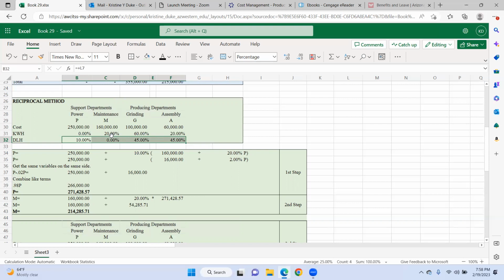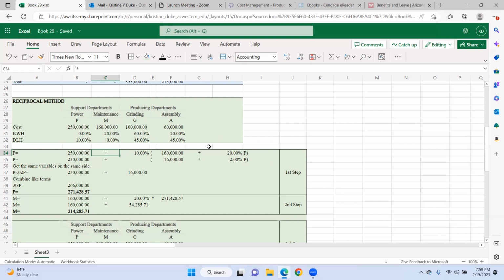So I have steps. Now, in my steps, I spread out the formula really far so that I can link cells to help you if you decide to use my spreadsheet. So P equals 250,000, plus 10% of maintenance needs to go to power, plus 10%. So we got 160,000 right there, plus 20% of power. So I need to figure out what P is and then plug that in there.